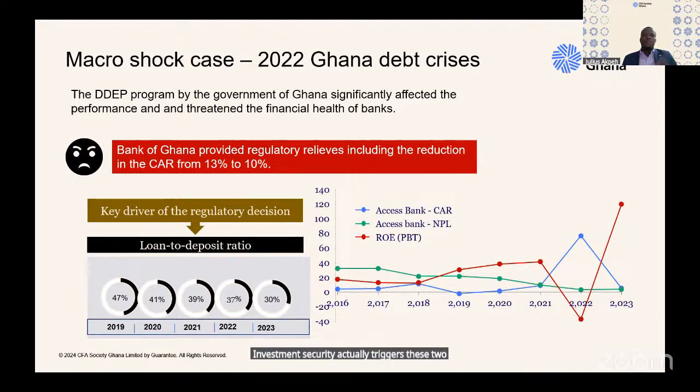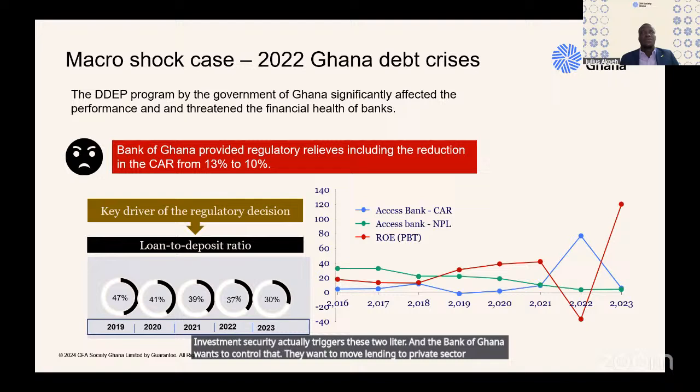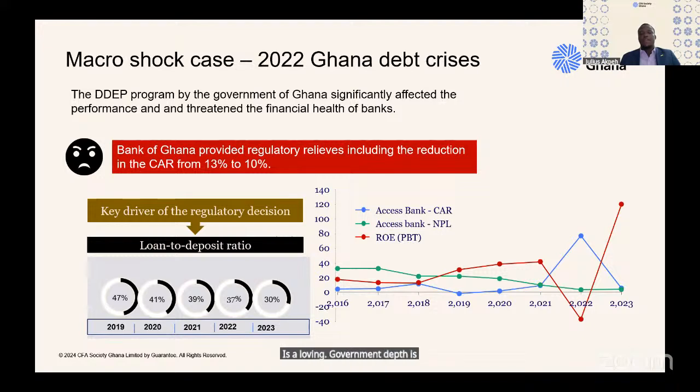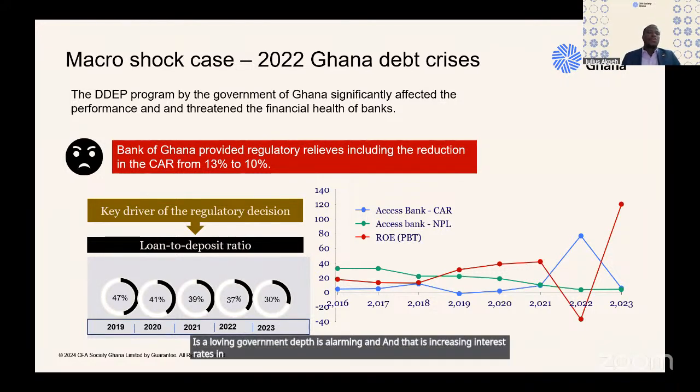And the Bank of Ghana wants to control that. They want to move lending to the private sector and also control inflation, because the rate at which the government is borrowing from the banks is alarming. The government debt is alarming, and that is increasing interest rates in the economy as well. And so they introduced the cash reserve ratio, which we talked about yesterday.